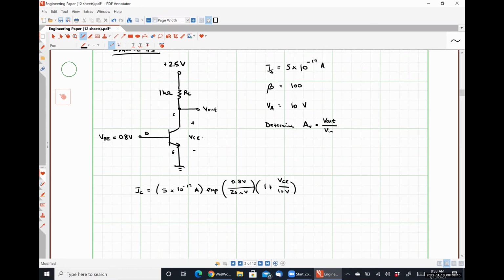So, do any of you have any idea how we might get another relationship for the collector-emitter voltage that would allow us to solve for it? We have two equations relating the collector-emitter voltage to the collector current. We should be able to solve for both.